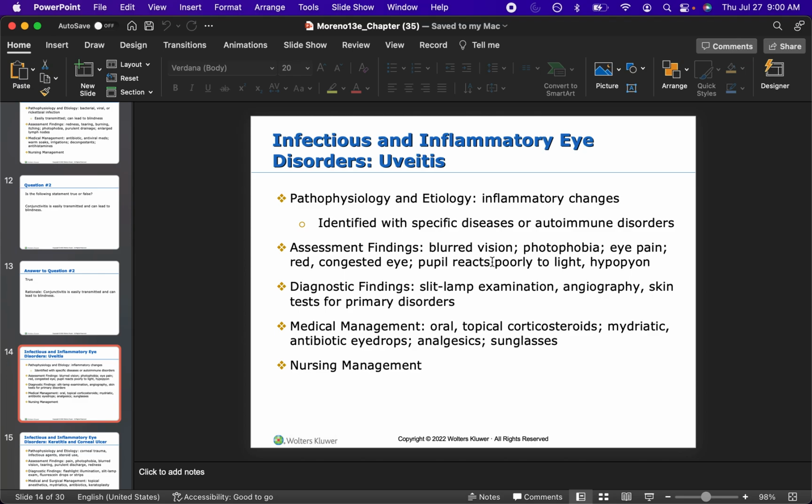To diagnose, we do a slit lamp examination. You can do angiography, skin tests, lots of different stuff. And then medical management, again, is going to differ. So you can do oral or topical corticosteroids, analgesics for pain, sunglasses if they're sensitive to that light.